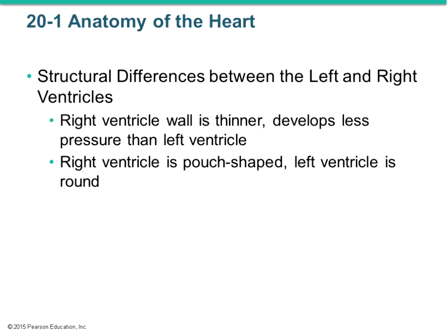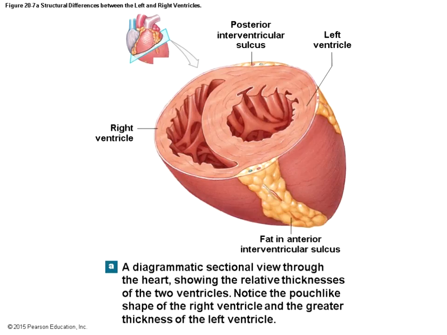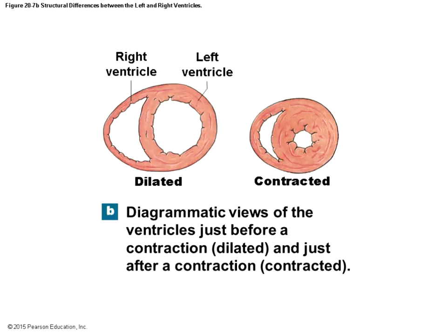Okay? So as I said, the right ventricle is thinner. It's going to have less pressure, therefore it's going to be less powerful. The right ventricle is pouch-shaped, and the left ventricle is rounder, and it's going to be more powerful. So here's a nice image sort of showing that. Here's the left and the right, really different in terms of their thickness and appearance.